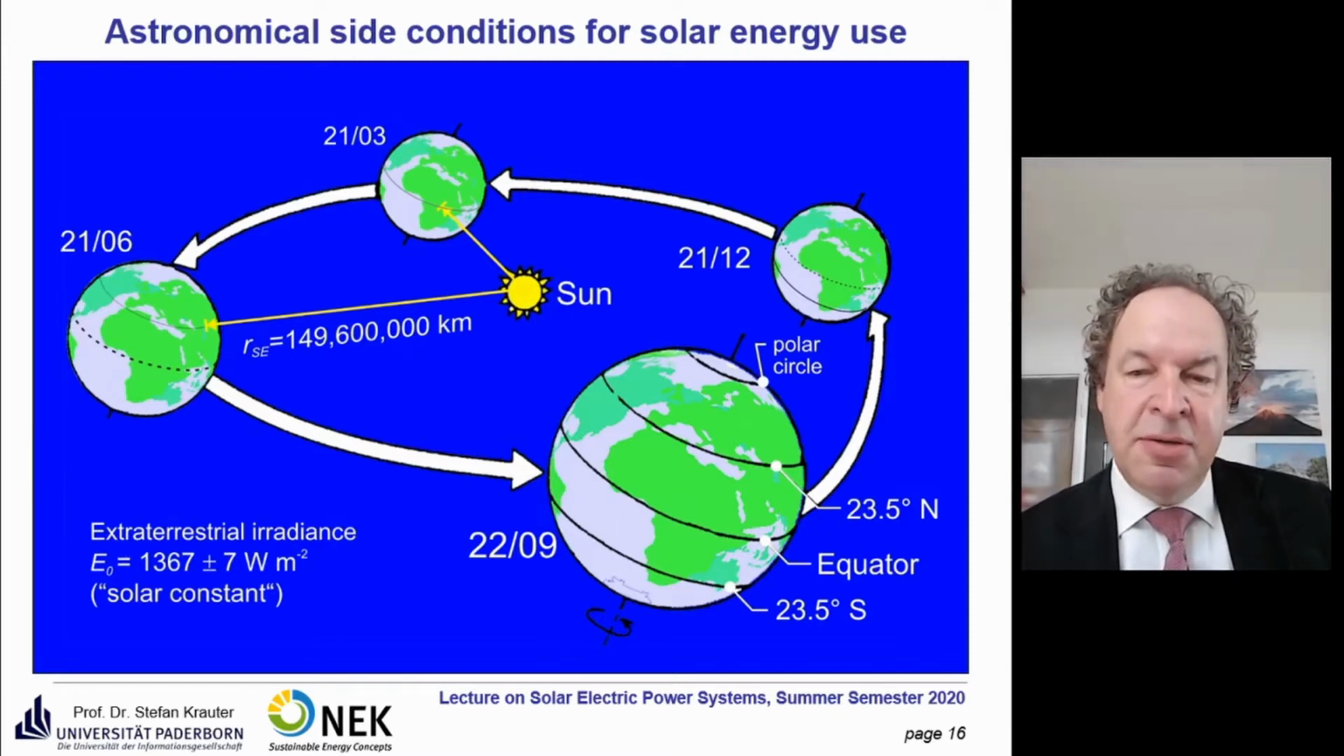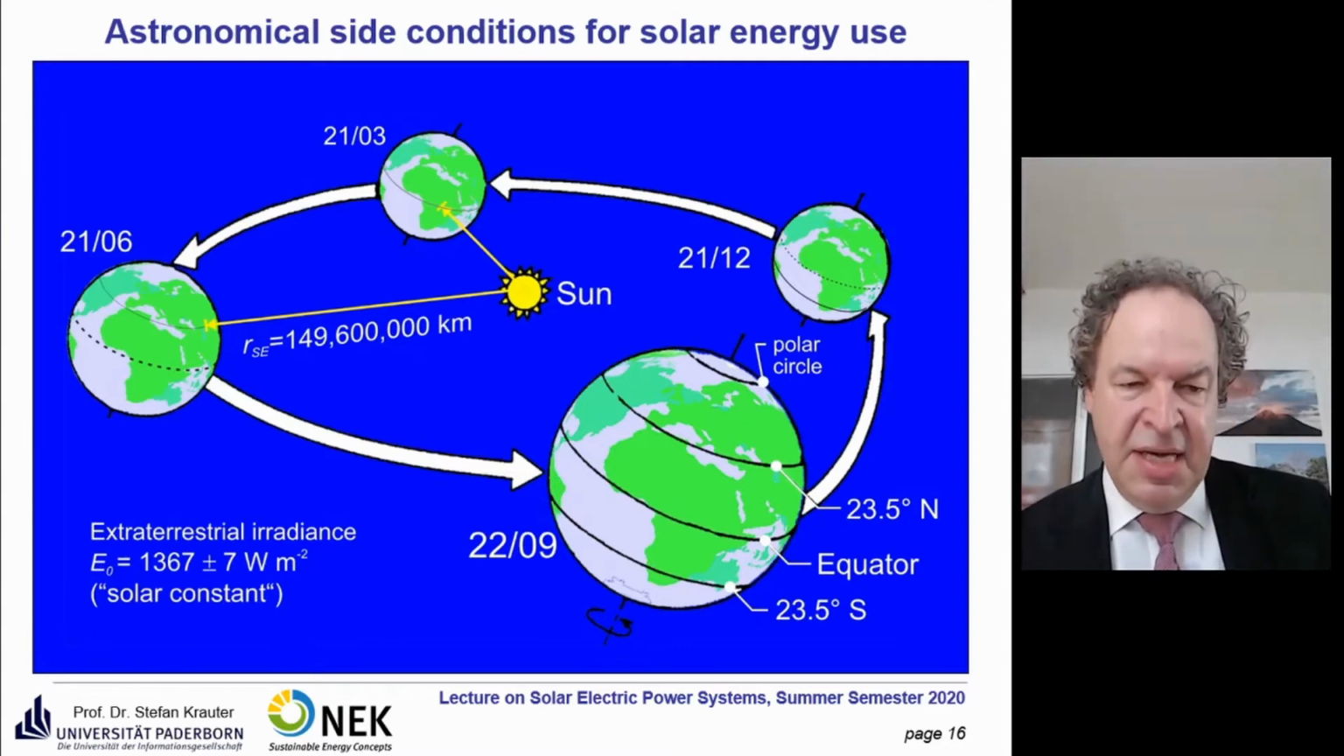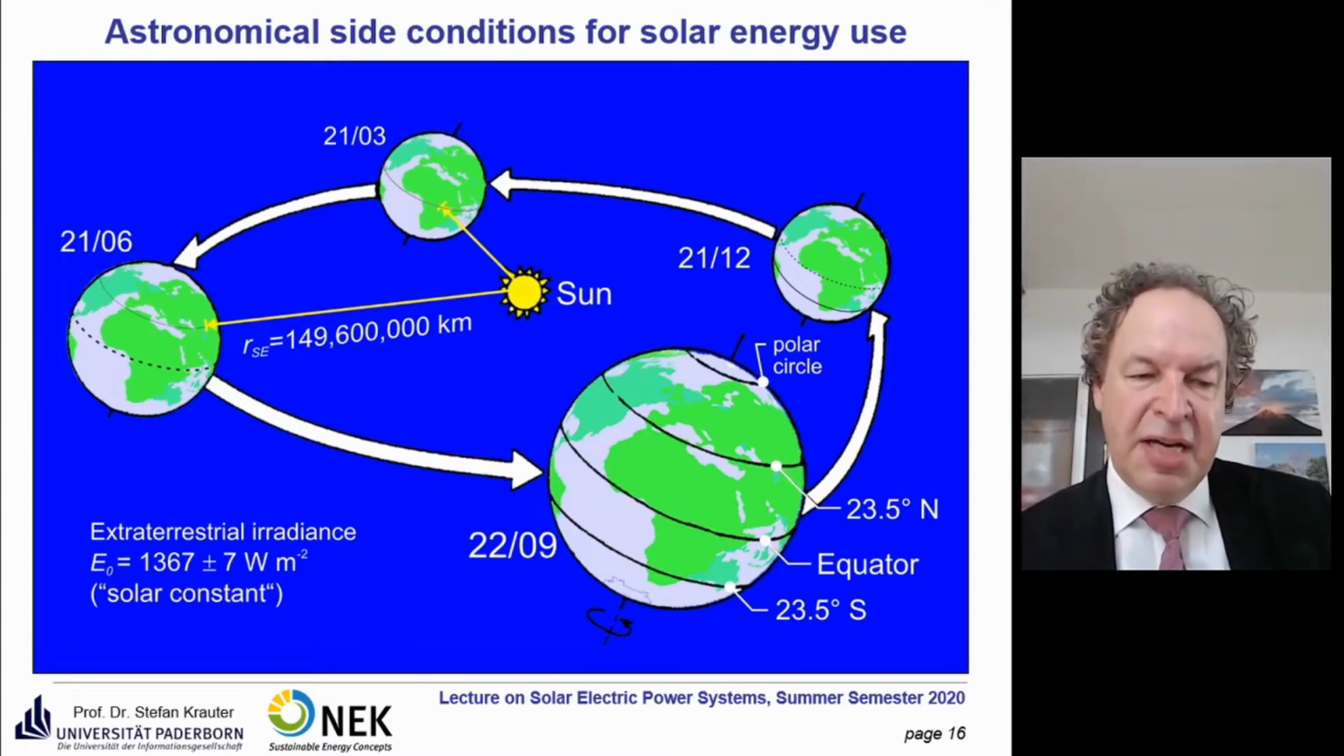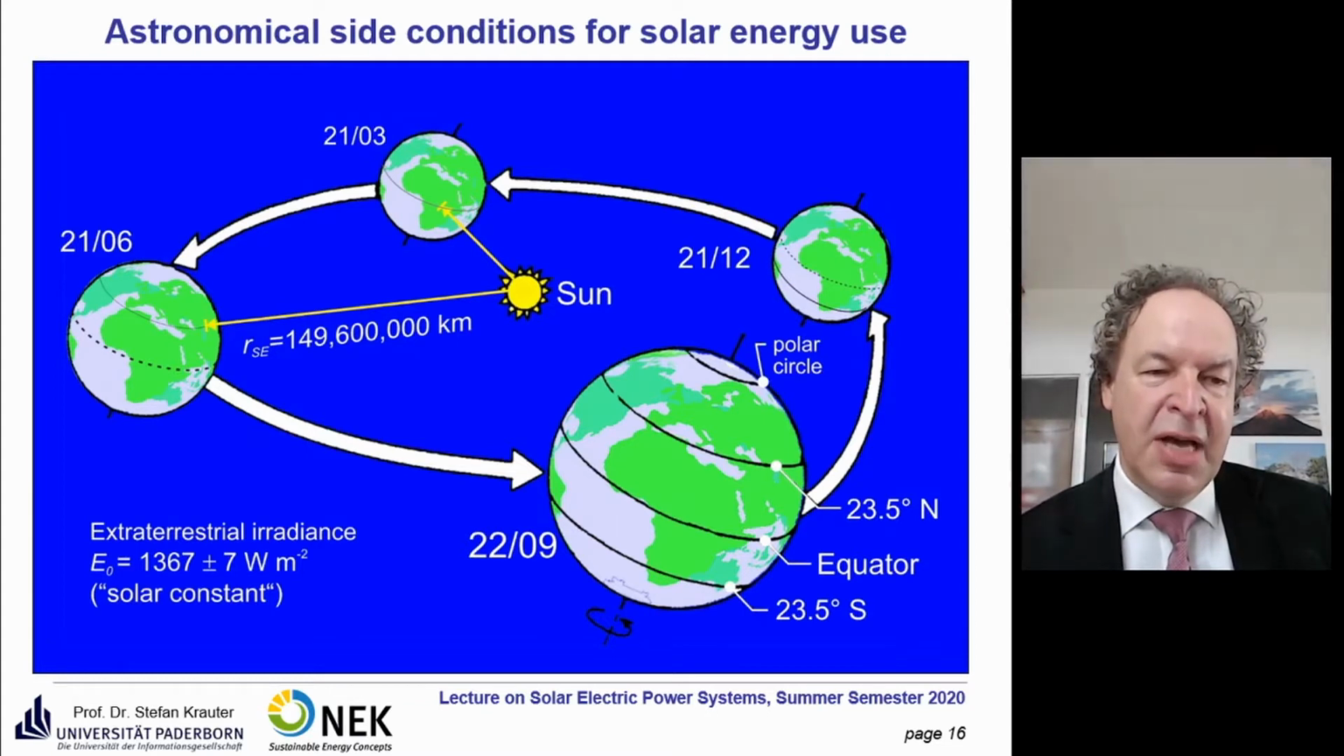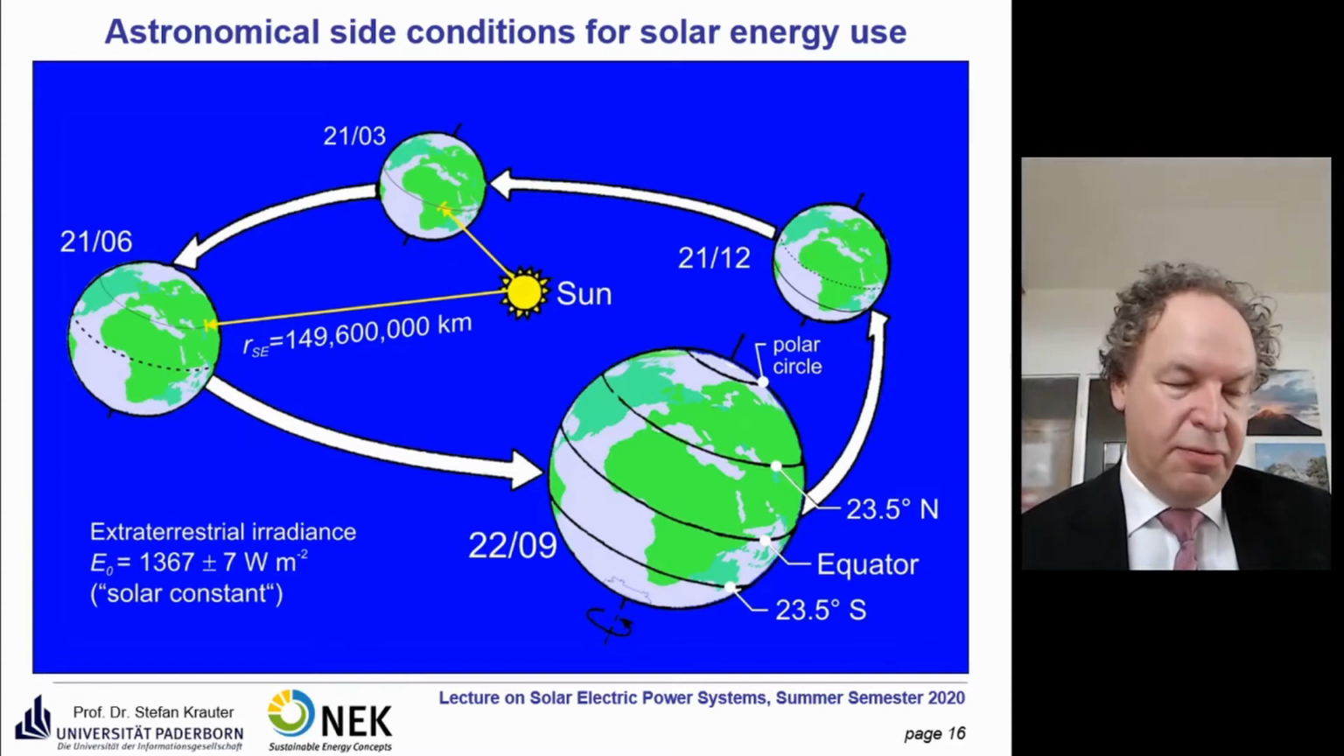This changes a bit due to measurement inaccuracies, and also because the orbit is not a perfect circle, it's a little bit elliptic, and there are also other effects, so it's not really very exact, but anyway we call it the solar constant, E0. So this is the maximum irradiance that we receive on the planet. If anyone says, okay, we have 1,400 watt per square meter, it couldn't be true, because above the atmosphere we only have 1,367 watt per square meter.